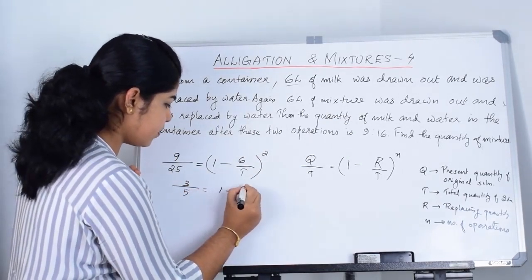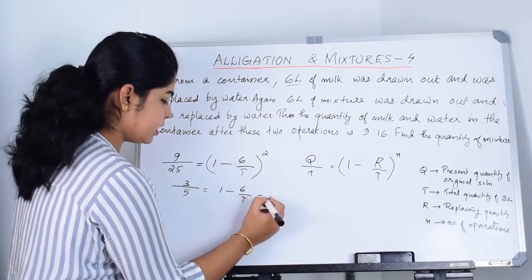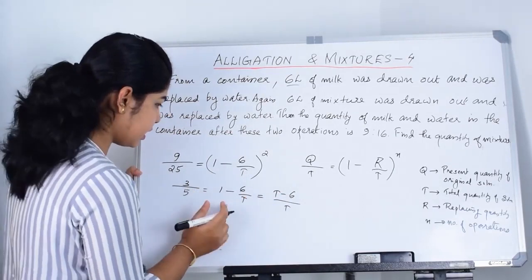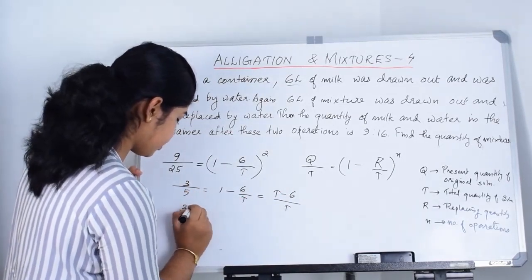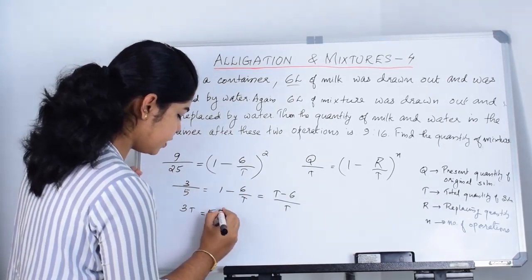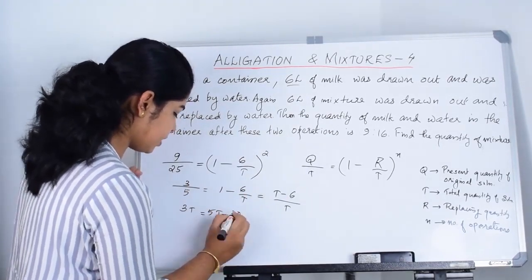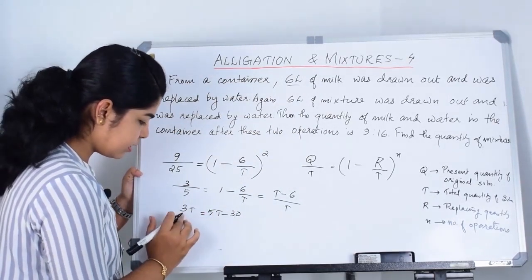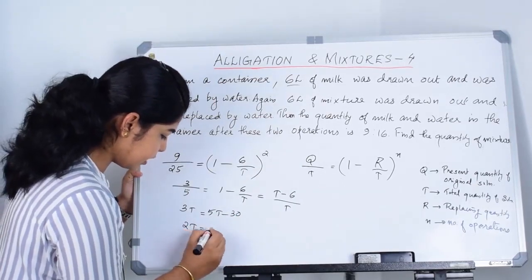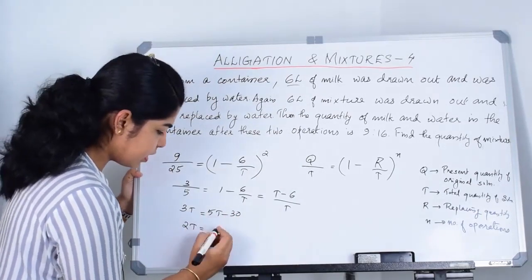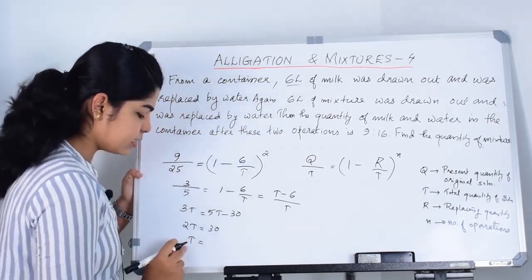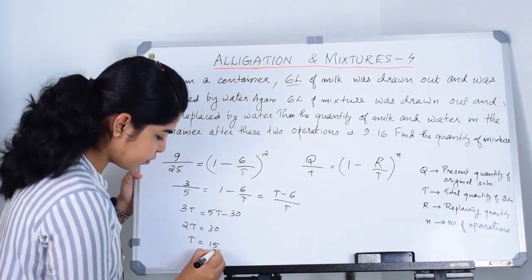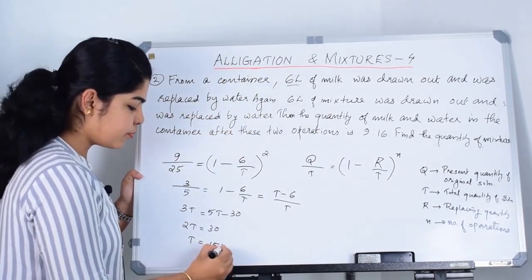Then here it will be 1 minus 6 by T, which is equal to (T minus 6) by T. By cross multiplying this equation, we will get 3T is equal to 5T minus 30. Then I am taking 3T to this side and 30 to this side. Then we can write 5T minus 3T is 2T, which is equal to 30. Then T, which is the total quantity of mixture, is 30 by 2, which is 15. So our final answer is 15 liter.